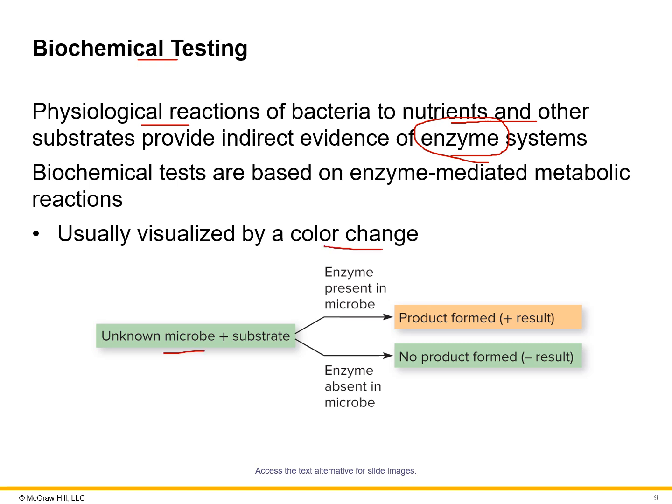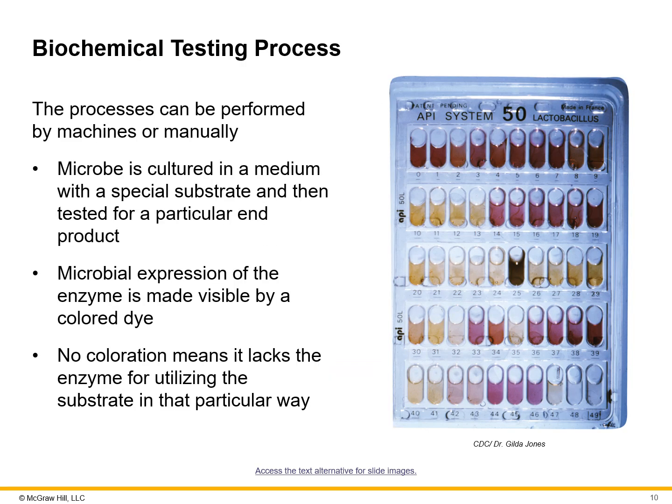So if we have an unknown microbe and we add a certain substrate for it, if that microbe has the enzyme, then it would produce a product and it would change the color. That would indicate a positive result. If it doesn't have that enzyme, then nothing would happen and it would be a negative result. So again, just another way of identifying, instead of looking at shape, it's looking at some of the enzymes it has. And these can be performed either by machines or manually.